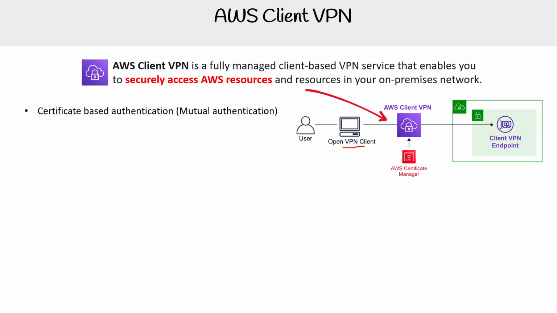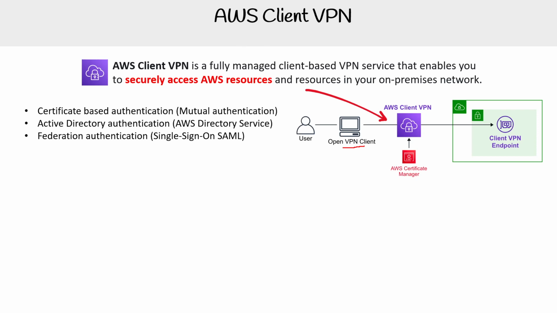You can use certificate-based authentication, also known as mutual authentication, to authenticate. You can use Active Directory authentication via AWS Directory Service. You can do federation authentication, which would allow for single sign-on via SAML. It uses a single tunnel, so there's no redundancy here. So hopefully you don't lose your connection.